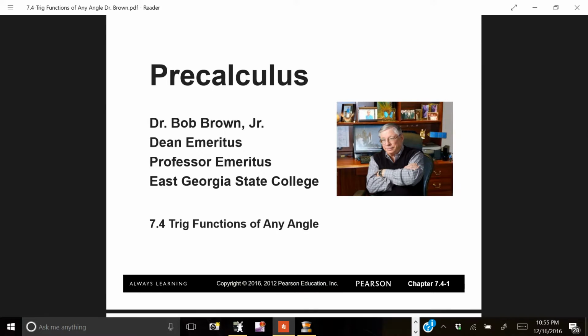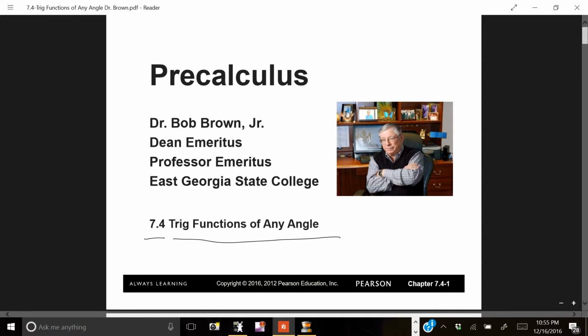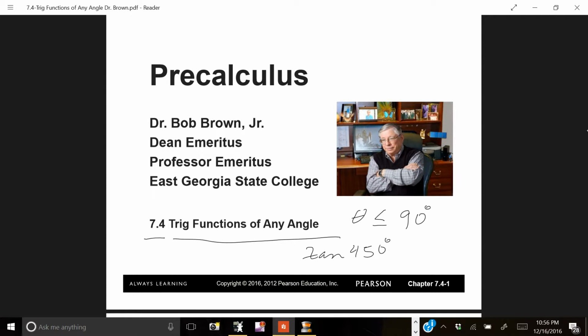In this lesson, we're going to go into Chapter 7.4, and we're going to learn how to calculate trig functions of any angle, not just acute angles. Before, we'd been doing angles less than 90 degrees. Now we're going to be able to talk about things like tangent of 450 degrees, etc. So we're going to have a sort of enhanced definition of the trig functions.